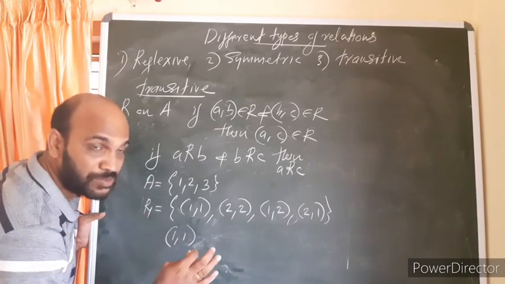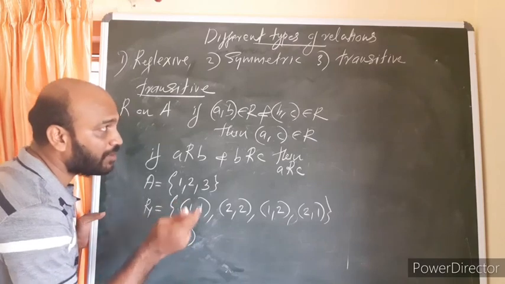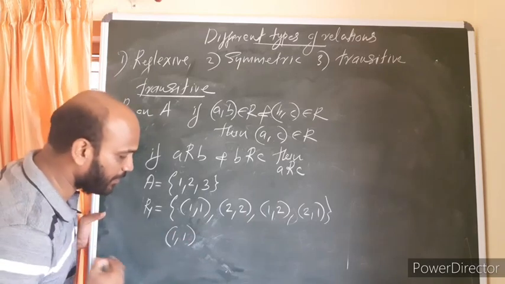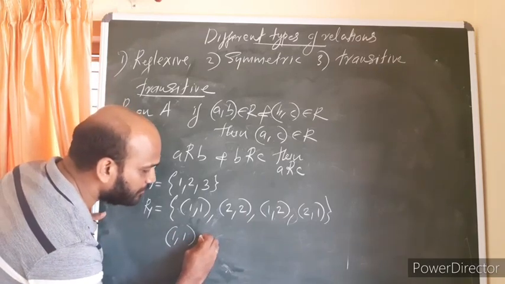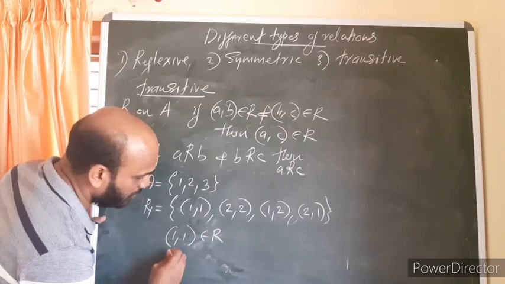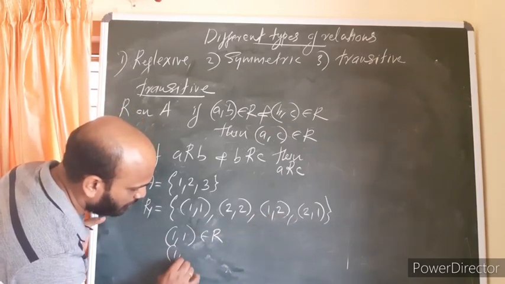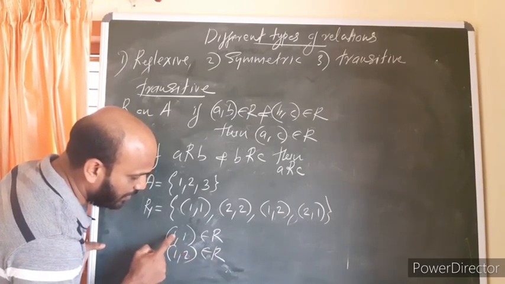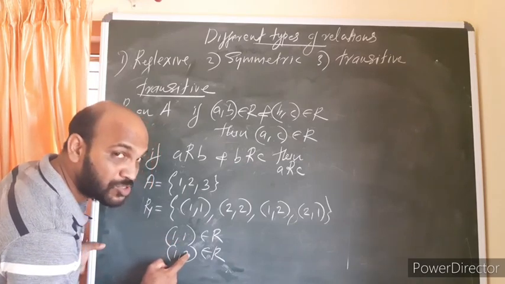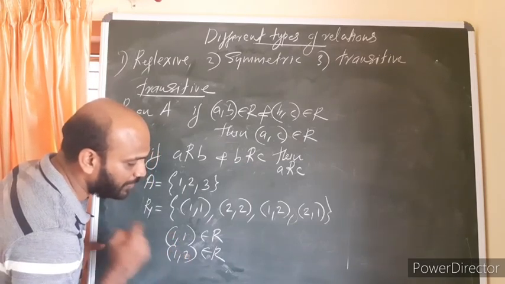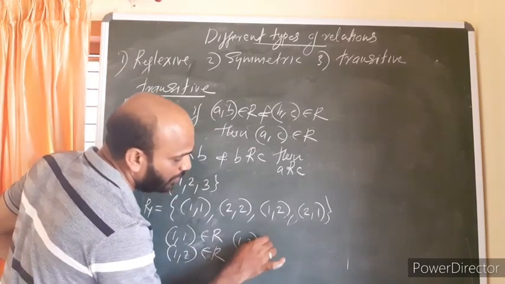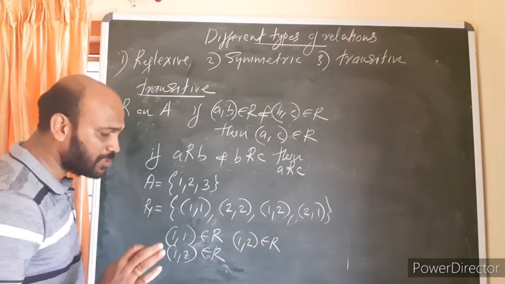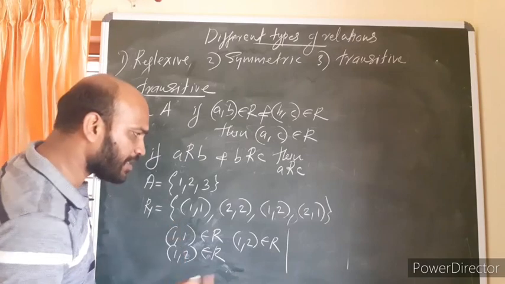1, 1. We cannot take any two. You have to note that the y coordinate of the first ordered pair should be equal to the x coordinate of the second. Then only we can combine. So 1, 1 we can combine with 1, 2. Right? AB, BC. If AB belongs to R, BC belongs to R, there should be AC. 1, 2 should be there. Just check whether 1, 2 belongs to R or not. 1, 2 is here. So it is okay for one example. Now you have to check others.